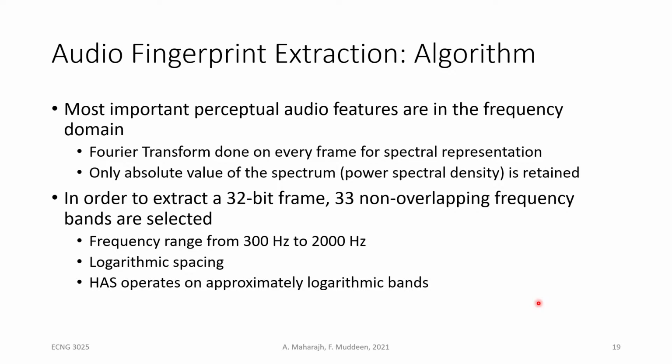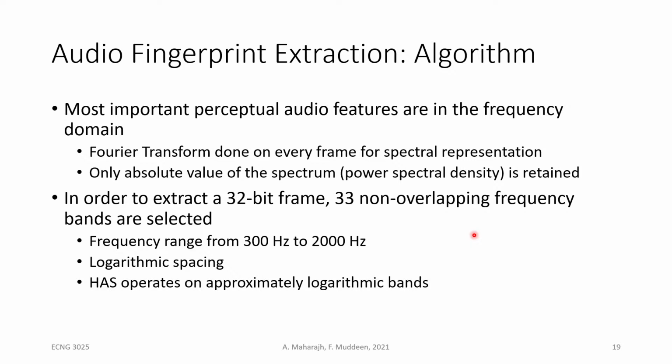Now, the most important perceptual audio features are going to be located in the frequency domain. That's why we transform all those frames from the time domain into the frequency domain. And we're using the Fourier transform on every frame to get its spectral representation. And the reason why we use the absolute value of that spectrum representation of each frame is to calculate the power spectral density of each one of those frames.